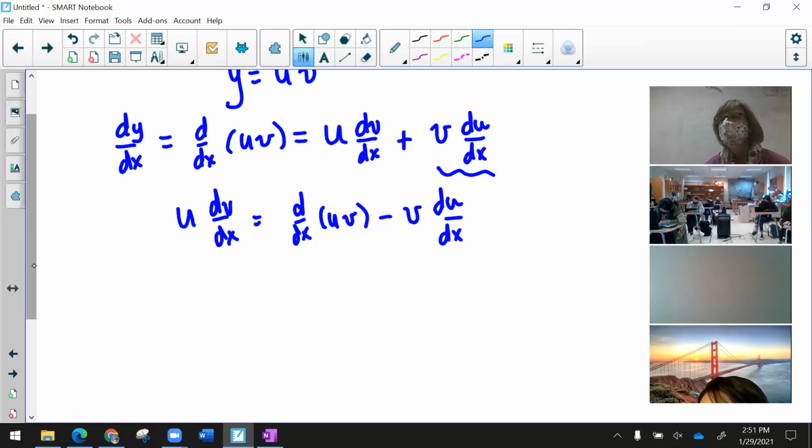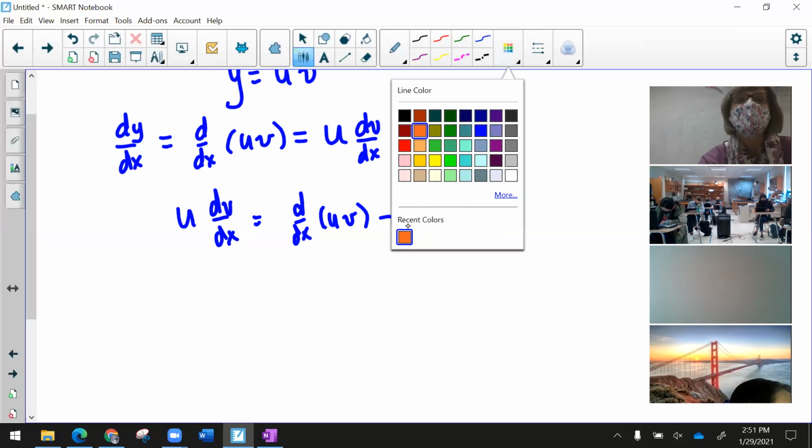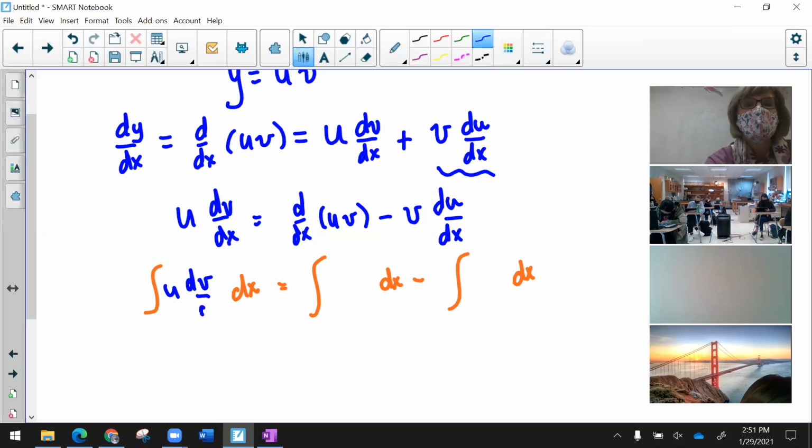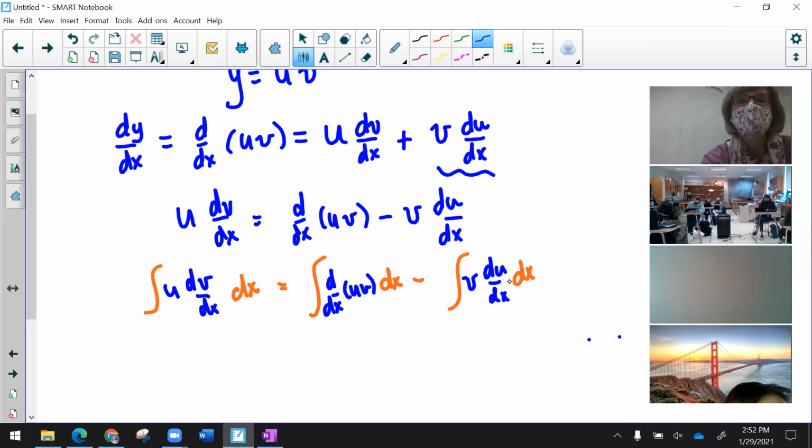And then, everybody got that written down with the ups and downs? Okay. Then I'm going to integrate it all, which means that I need to have an integral symbol with a dx is equal to an integral symbol with a dx minus an integral symbol with a dx. And I'm going to fill in. So this is going to be u dv dx equals the integral of d by dx of uv minus the integral of v du dx.